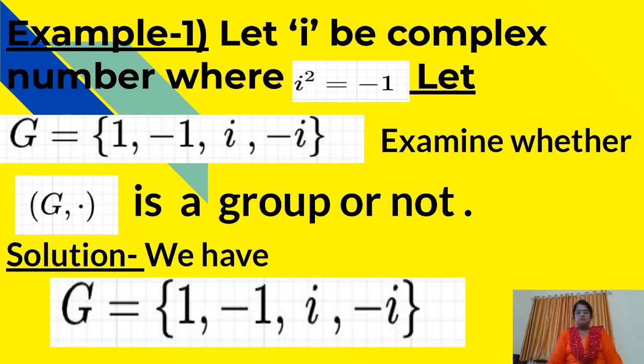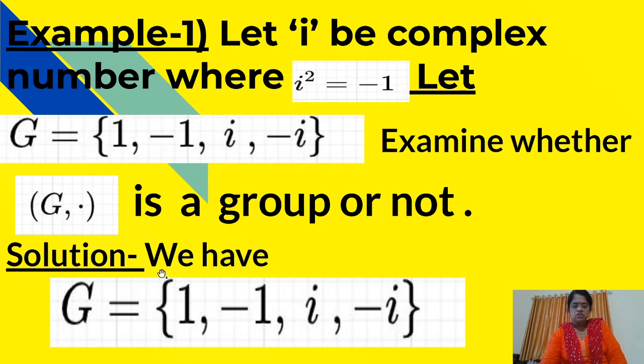Now we will see one example on group. Let i be a complex number where i square is equal to -1. Let G be equal to {1, -1, i, -i}. Examine whether (G, dot), or G under multiplication, is a group or not. Now we have to check whether this given G is a group or not, so we have to check one by one all the four properties of the group.